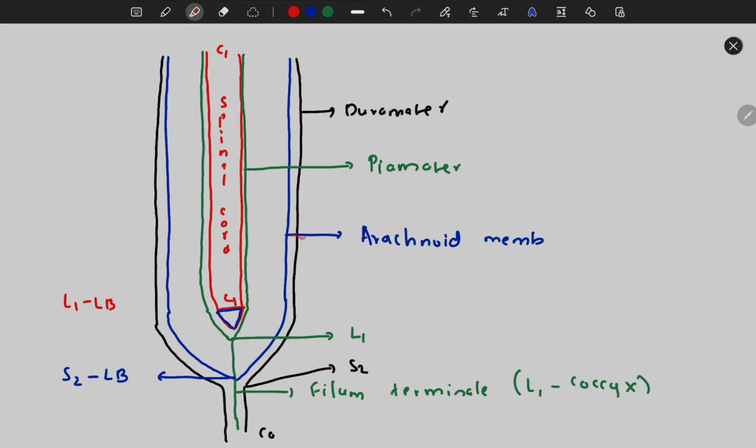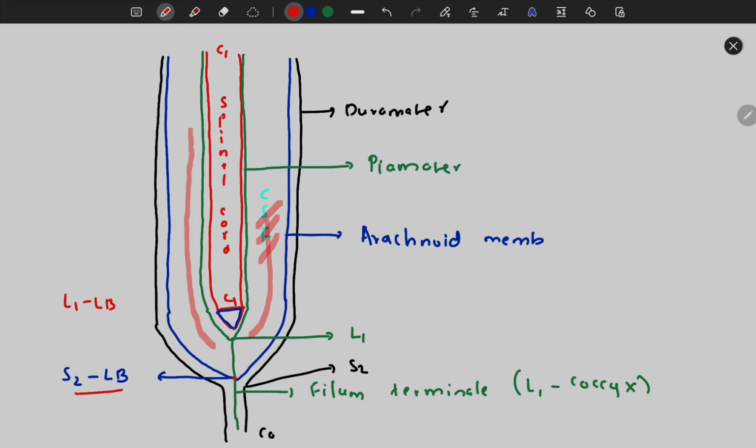So if this is the arachnoid membrane, this whole region is the subarachnoid space, and here actually there is CSF. CSF is floating. As the arachnoid membrane is ending at the lower border of S2, we can say that the subarachnoid space also ends at the lower border of S2.